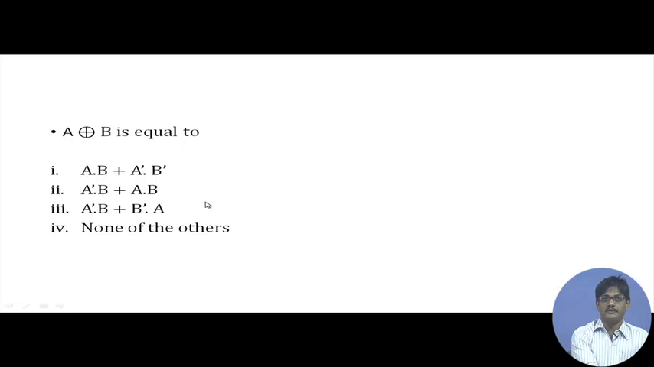A XOR B is equal to A and B or A dash and B dash, A dash and B or A and B, A dash and B or B dash and A. C is the correct answer. That means option 3 is the correct answer. You can check it out through truth tables.